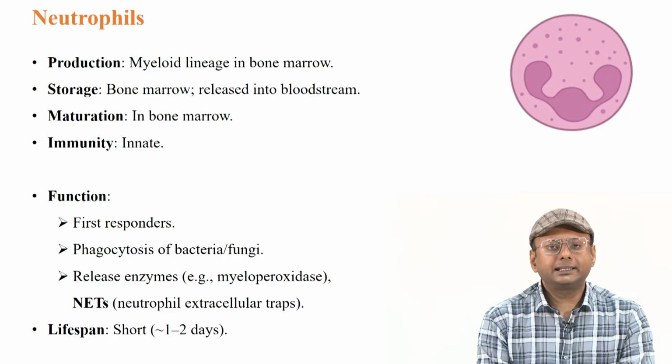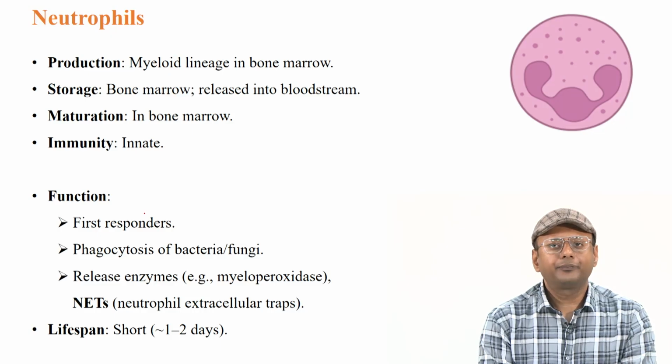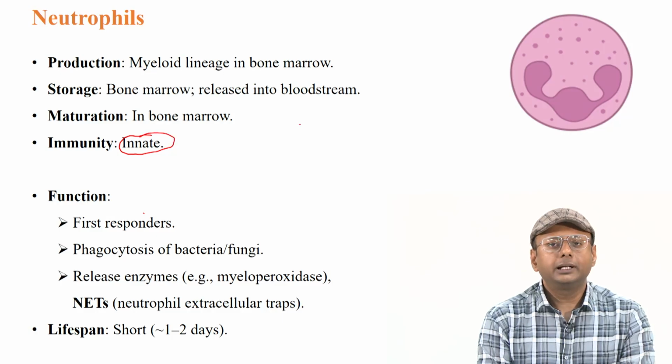So basically the synthesis along with the maturation both happen in the bone marrow, and neutrophils play an important role in maintaining innate immunity. This is very important, that neutrophils participate in our innate immunity. And what are their functions? They are one of the first responders.